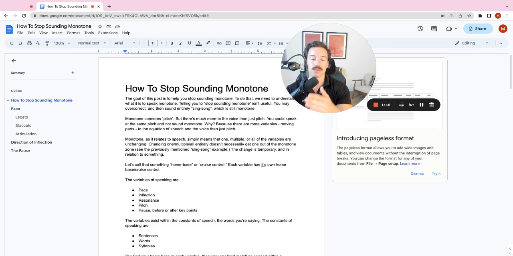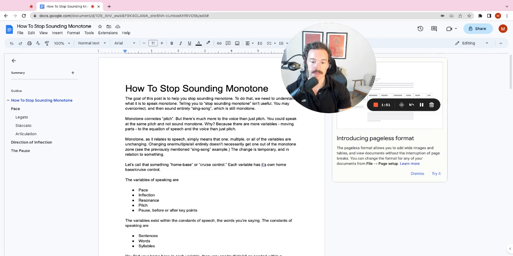So if you change one or some or even all of them entirely, that doesn't necessarily get you out of the monotone zone. For example, if we change that sort of inflection cadence and we don't have any variance when we change that, then it's just way too sing-songy. So the change all has to be related to something, right? Any one of these changes. So we can call that something home base or cruise control.